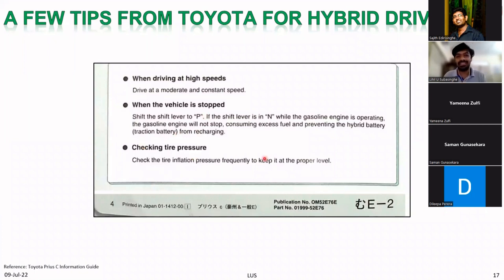The last one we already discussed, the tire pressure. So with that, I believe you have learned something. Some of the things you may have already known, but I believe some of them you may not have known previously. And I believe some of the tips and tricks that I have discussed with you could be very useful for you to save some fuel.